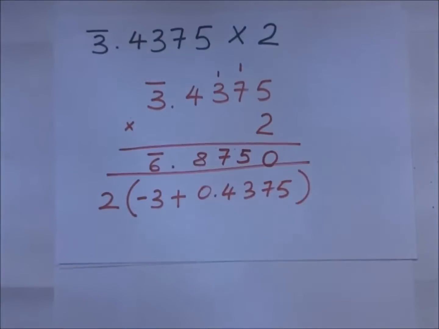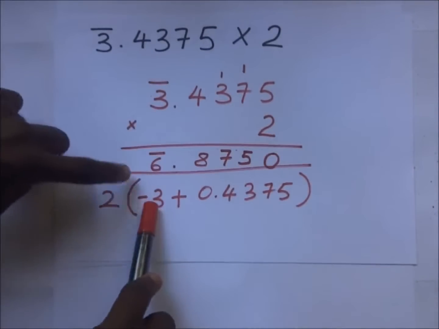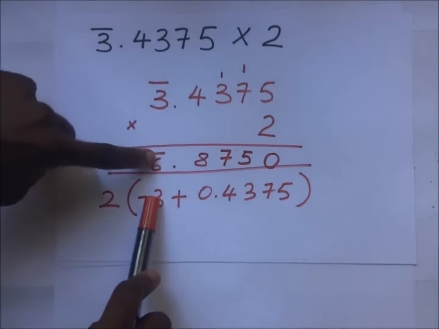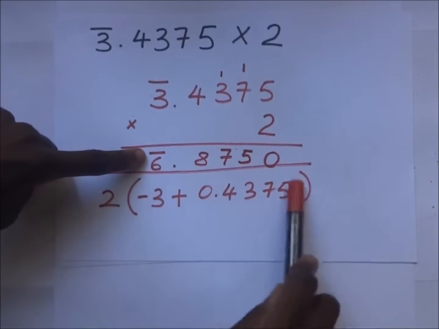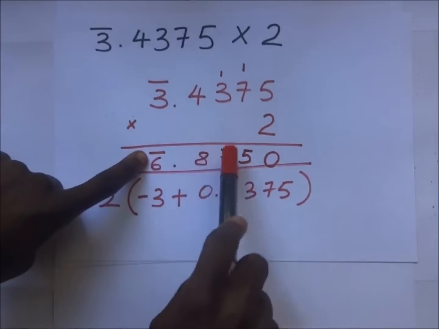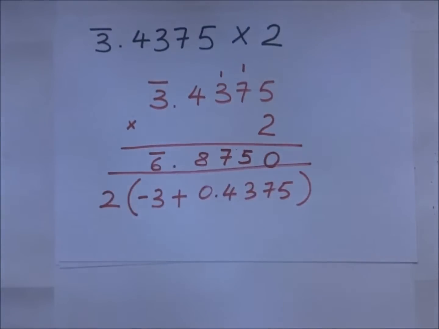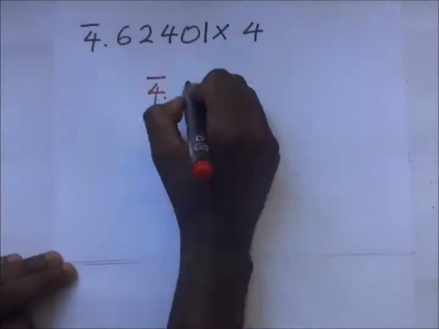This is how you should look at it. That this negative 3 is independent. 2 times negative 3 gave us negative 6. Then 2 times 0.4374 gave us 0.8750. That is how we should look at it. Let's look at the next example.